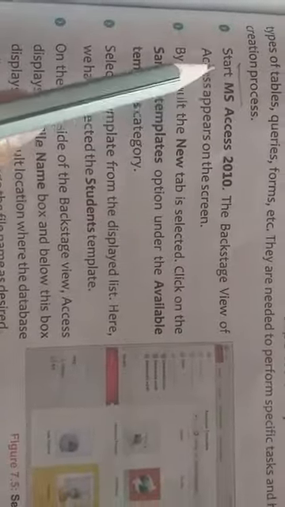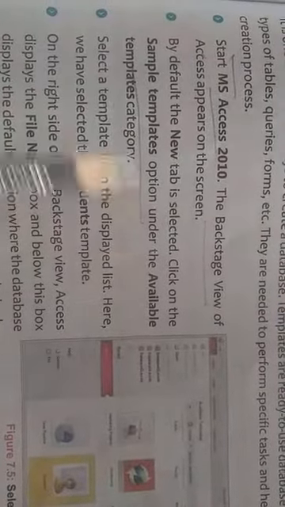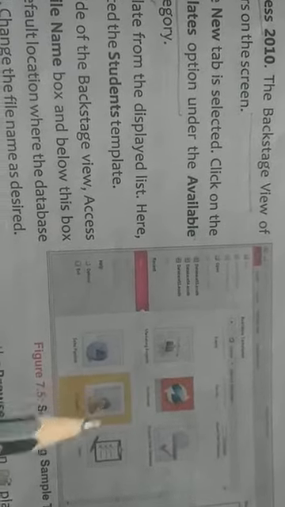So how can we insert these templates? Simply you have to start MS Access. The backstage view will open, and in the backstage view you will choose sample templates under the available templates category. Yes, there are already built templates available, so according to the requirement, the user can select any one of them. Whenever the user selects a template, here they are selecting the students template.